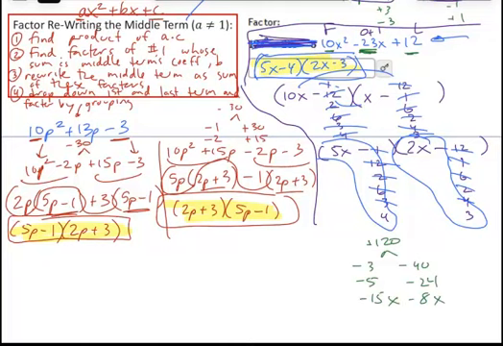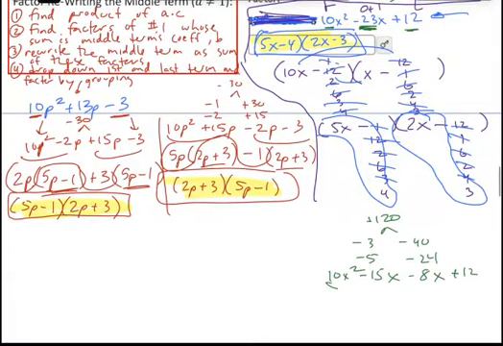If I rewrite, my middle term is the sum of these two factors. I can bring down my first term and my last term, and I can factor this by grouping. What common factor can I remove from my first pair of terms? 10x squared and negative 15x have a common factor of 5x, leaving a 2x minus 3. From my second pair of terms, I can remove always the sign, but between negative 8x and positive 12, I can remove a negative 4, leaving a positive 2x and a negative 3.